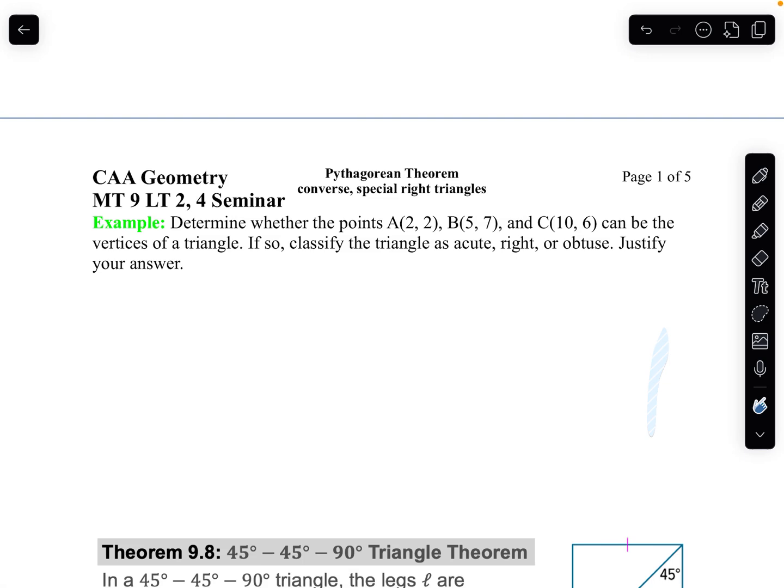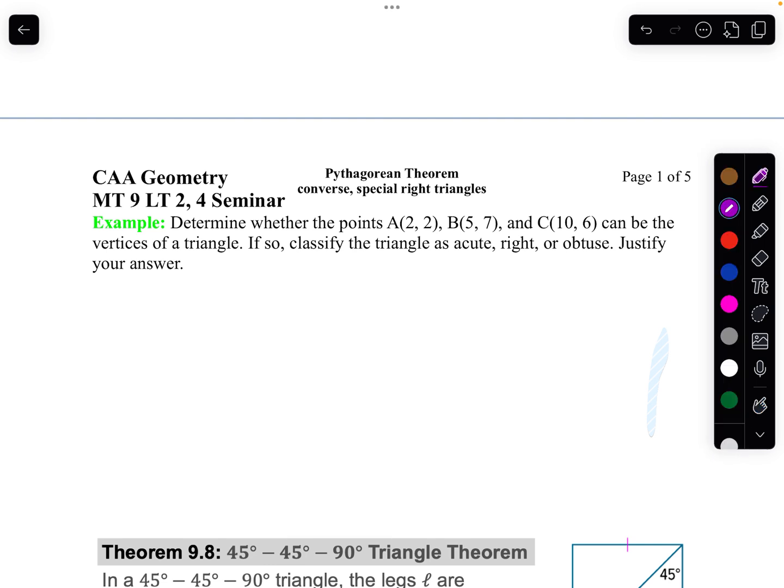Problem. I want to look at the length of my sides. I want to know if it's a triangle. If it is a triangle, I want you to classify it as acute, right, or obtuse. Well, we're going to use our distance formula here. I want to find the distance from A to B.